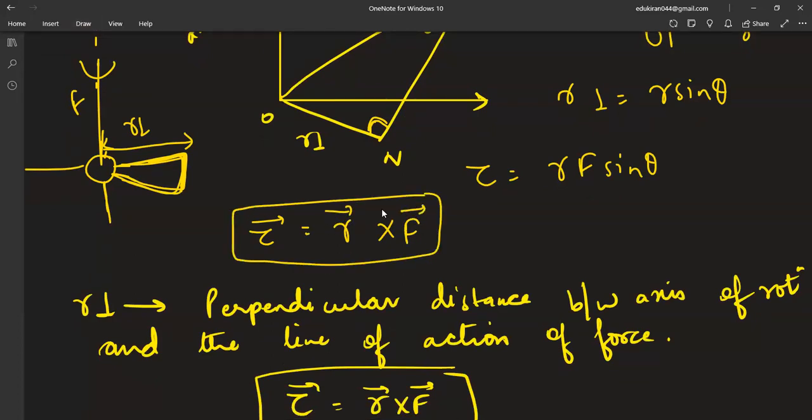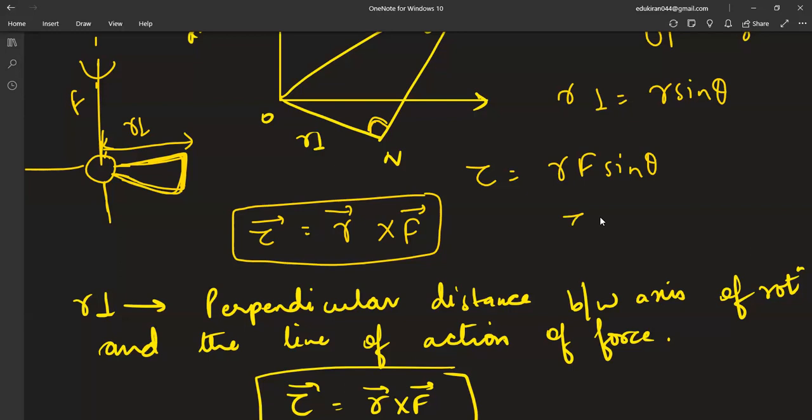Vectors, cross product of two vectors is a vector quantity. So torque is also a vector quantity. And remember, it is R cross F, not F cross R. Remember, when we did cross product, we discussed that this is anti-commutative. You cannot interchange. A cross B is not equal to B cross A.